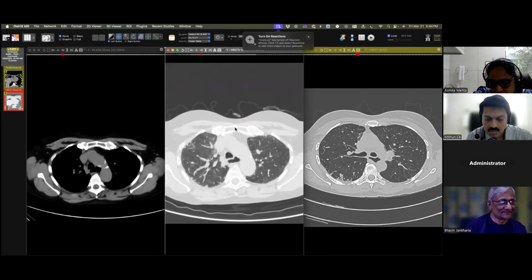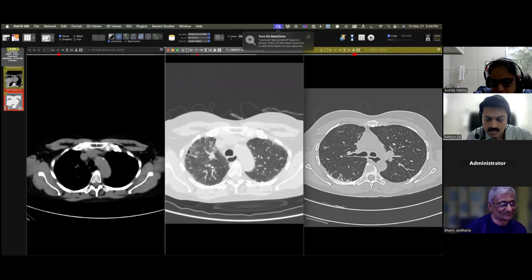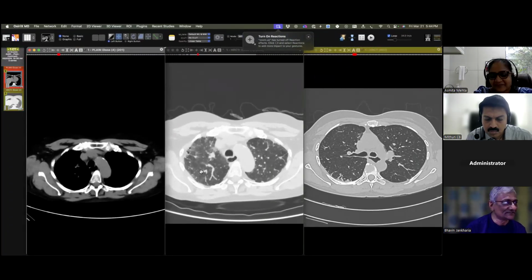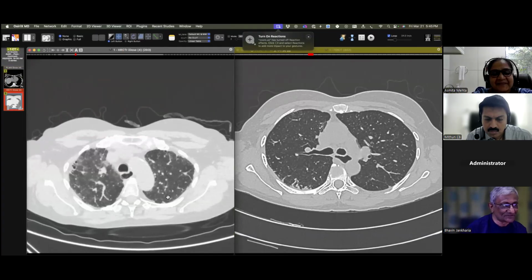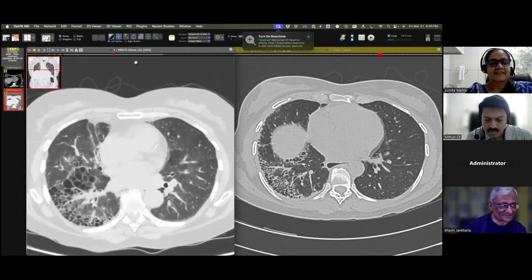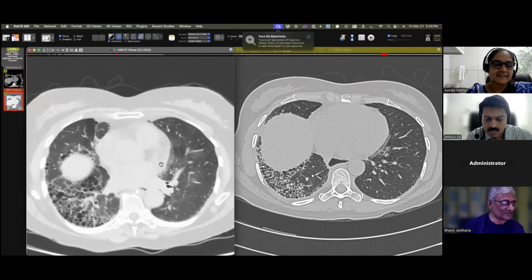So it's just nice to have 2 time points. That's about it. And there's nothing on the mediastinal windows anyway. So basically consistent with the history, it is a CTD ILD and there is progression with an acute component now.